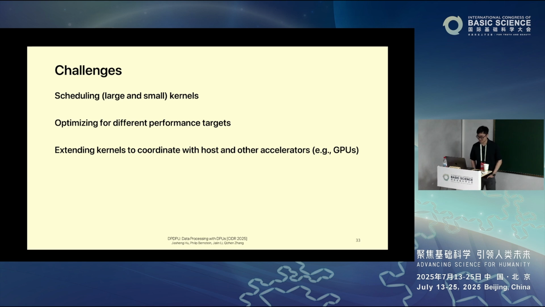And different data processing tasks have different performance targets. Some want low latency, some want high throughput. We need to accommodate the different performance targets, and we want the DB kernels to collaborate with the other PCIe accelerators like GPUs to execute some compute tasks at a larger scale.